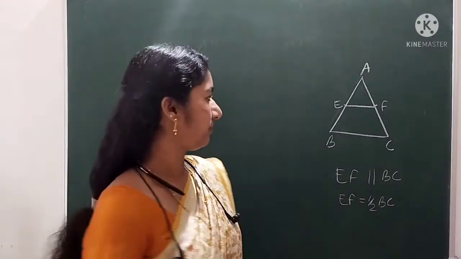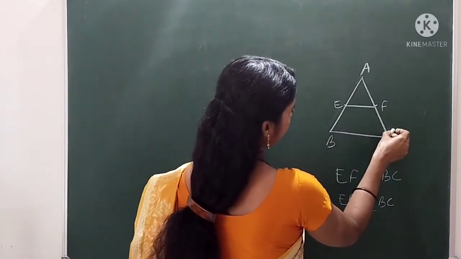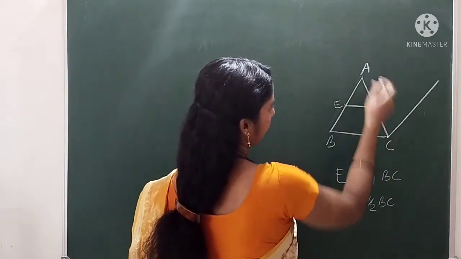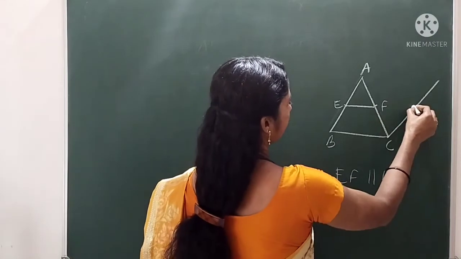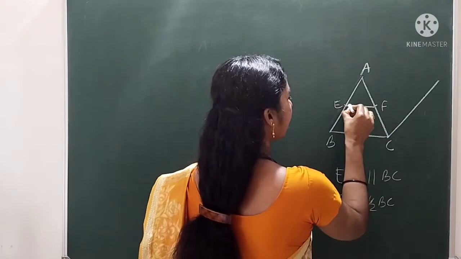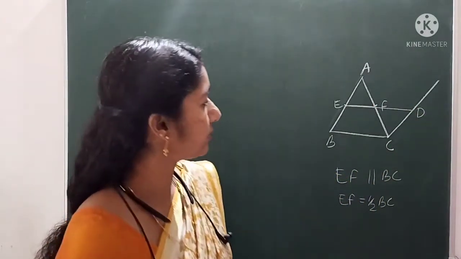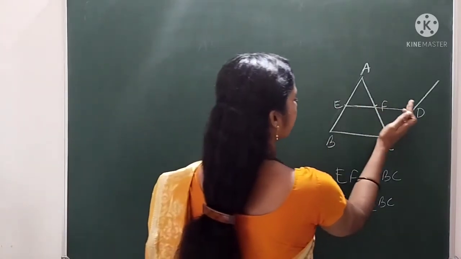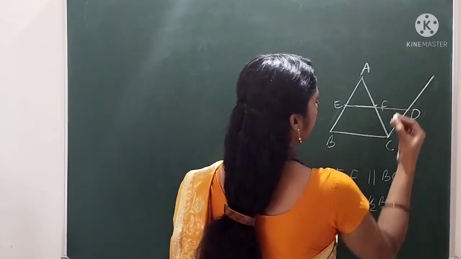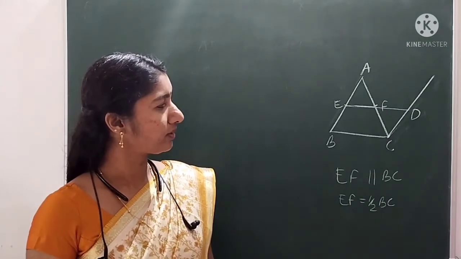For proving, we are just drawing a parallel line to AB at C. At C, we are drawing a parallel line. So BA and CD are parallel. I am going to mark here D. Just extend this line segment up to D. Then CD is parallel to AB. Now we got two triangles.